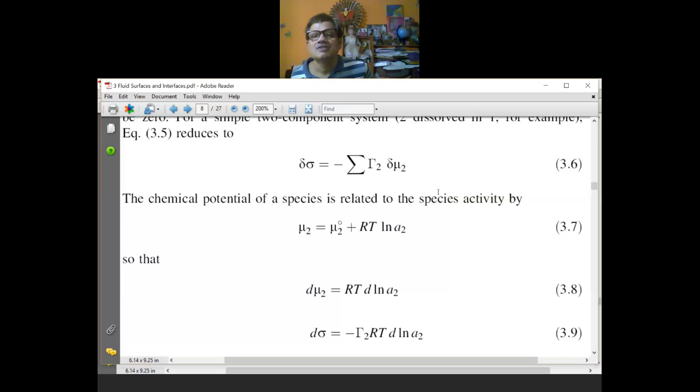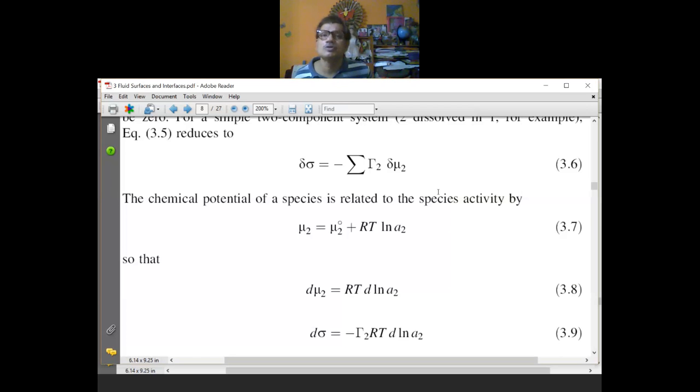So for surfactant in water, if I want to measure the surface excess of the surfactant, d sigma would be equal to the free energy change. d sigma for the surfactant would be equal to minus gamma 2, meaning the surface excess of the surfactant at the interface, d mu 2, the chemical potential change of the surfactant.